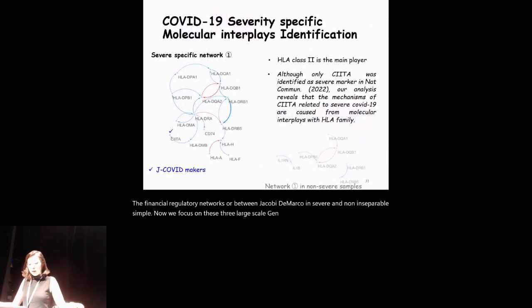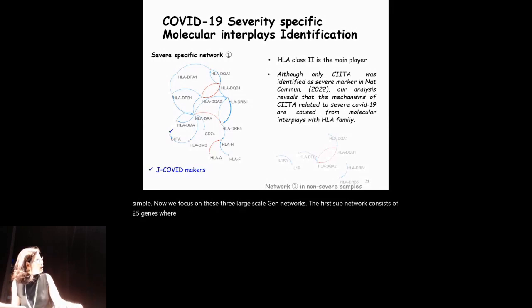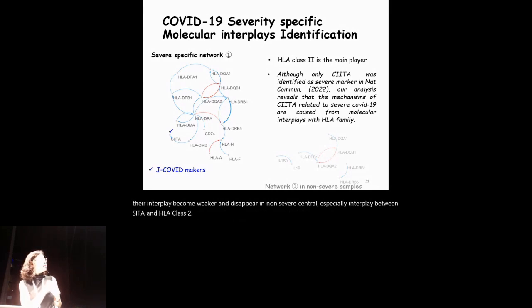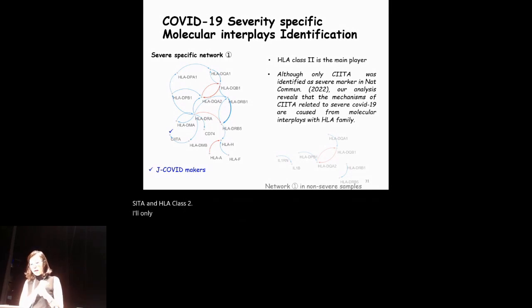The first subnetwork consists of 25 genes, where only CETA was a J-COVID marker. HLA class 2 dominates subnetwork 1, and their interplay becomes weaker and disappears in non-severe samples. Especially, the interplay between CETA and HLA class 2 was observed in only severe samples. It means this identified subnetwork 1 can be considered a COVID-19 severity specific molecular interplay.